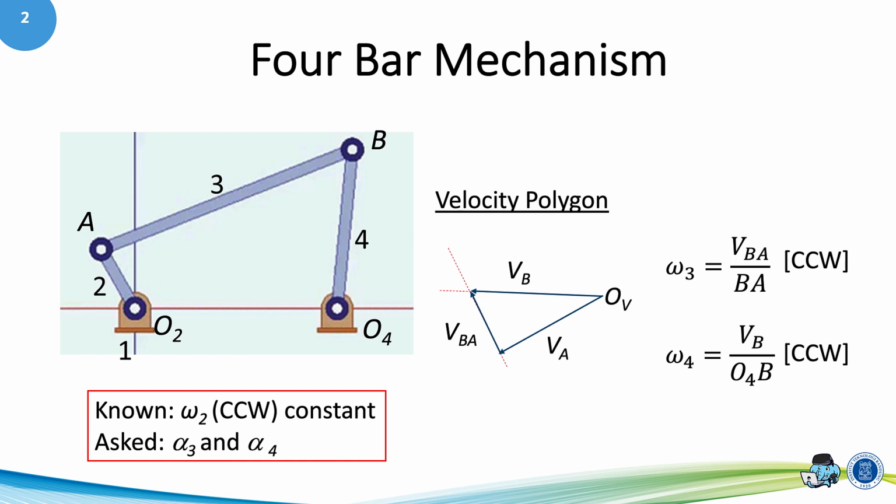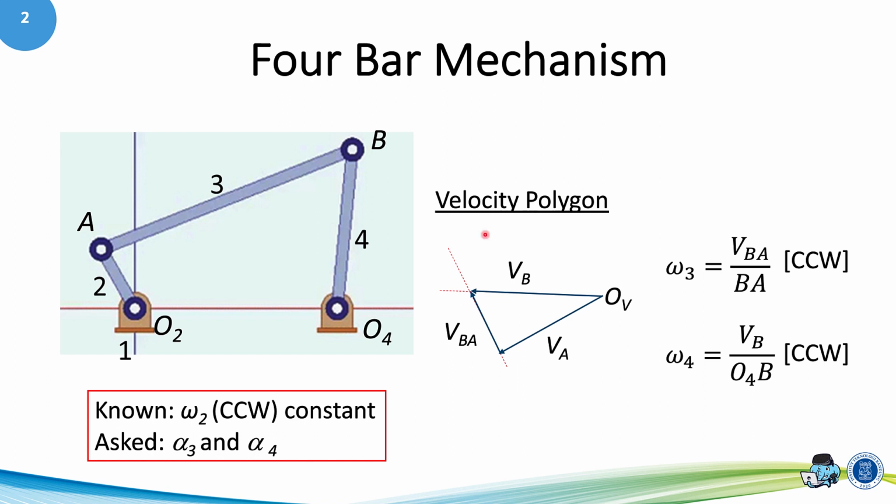Today we will apply the acceleration analysis in several mechanisms. We'll start with the 4-bar mechanism. Before we do acceleration analysis, we should have the magnitude and direction of the angular velocity of all links. The angular velocity is needed to calculate the magnitude of normal acceleration. Therefore, we should conduct velocity analysis first.